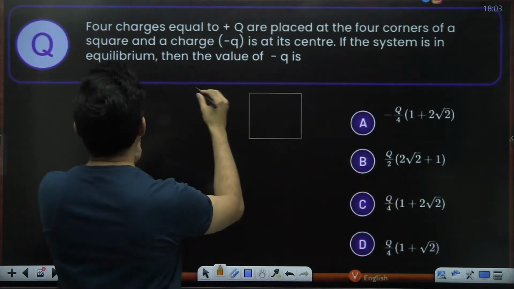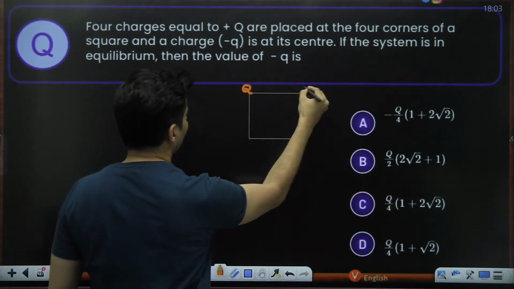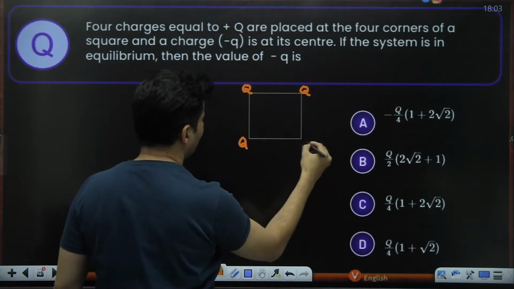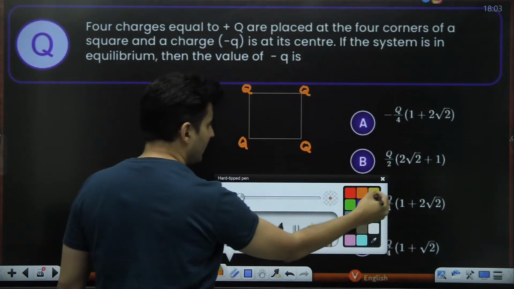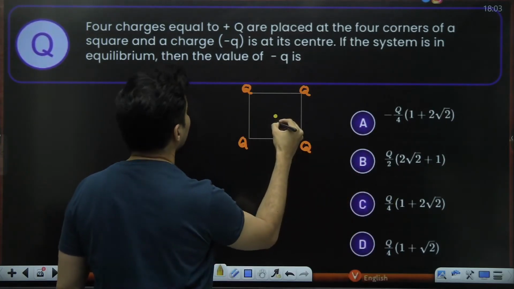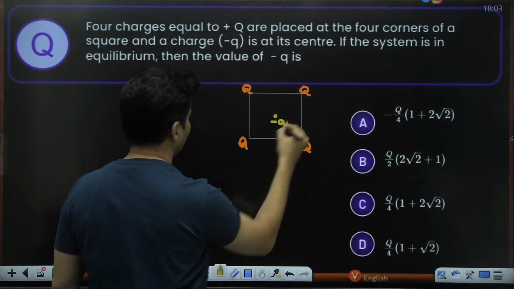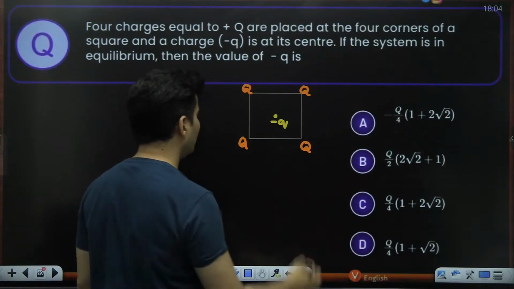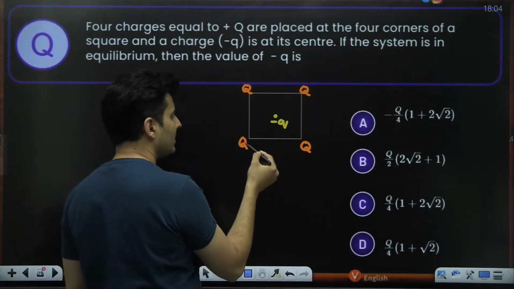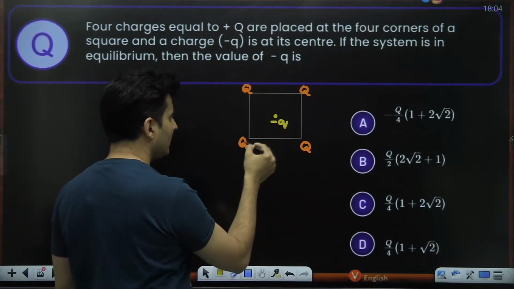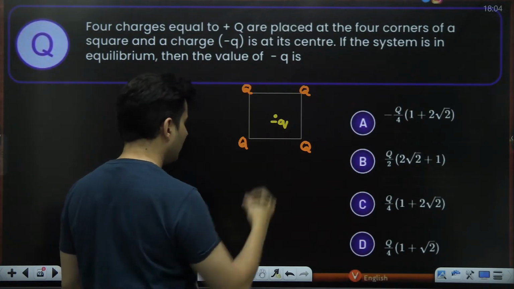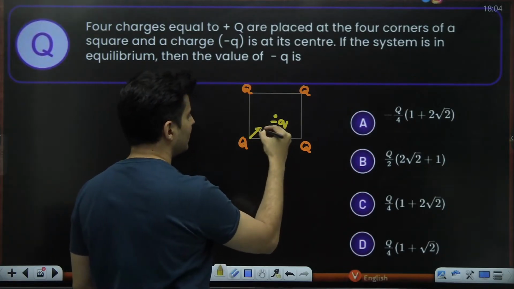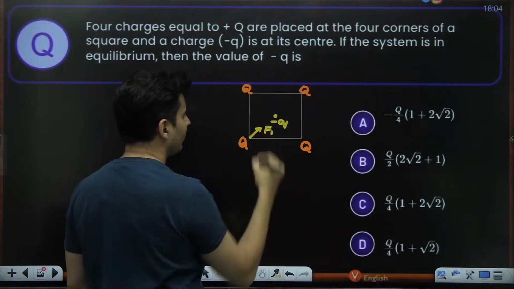See, guys. 4 charges, capital Q, capital Q, capital Q, and capital Q, and there is another charge over here which is basically minus Q. They are placed, and the system is in equilibrium. This can only happen in one scenario. Take any charge, let's say this charge. This and this will attract each other, so there will be an attractive force. Let's say I call it F1.